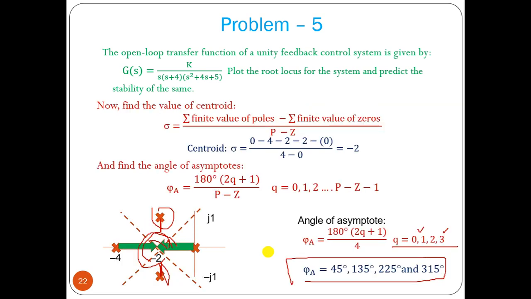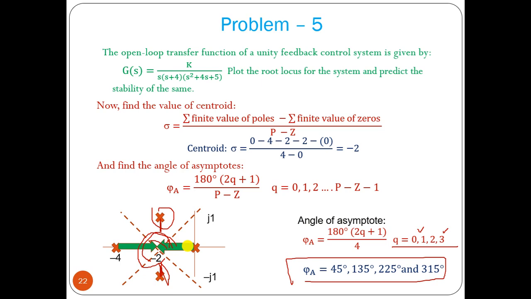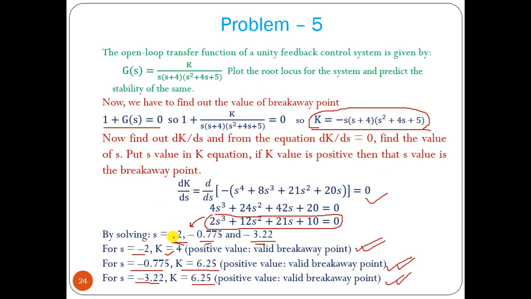Now we can see here that on the real axis, the real axis segment is from 0 to minus 4. Right? This is the range. And all these breakaway points lie within that range, 0 to minus 4. So these three are basically valid breakaway points.